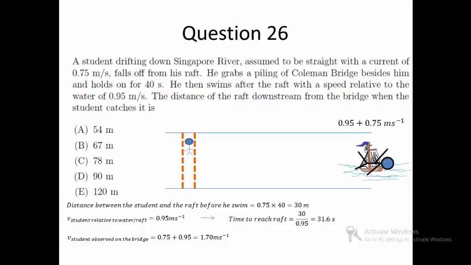The time of reaching the raft is the same in both reference frames, since the correction due to relativity is negligible when the velocity is low. So the distance of the raft from the bridge is 1.7 times 31.6 seconds, and we get 55 meter, and so the correct answer is then A.